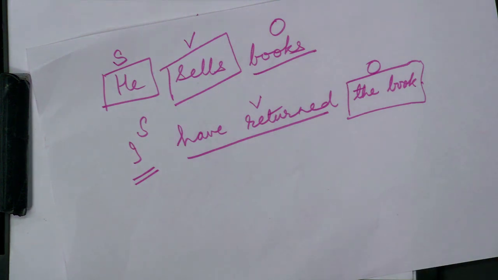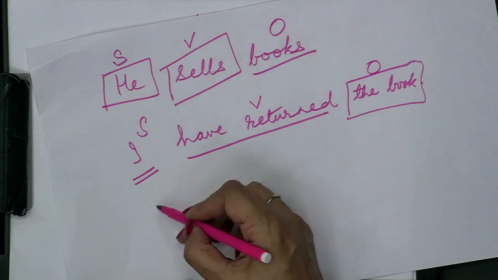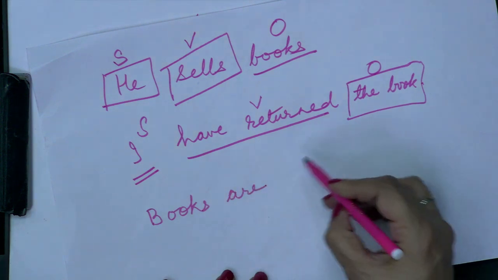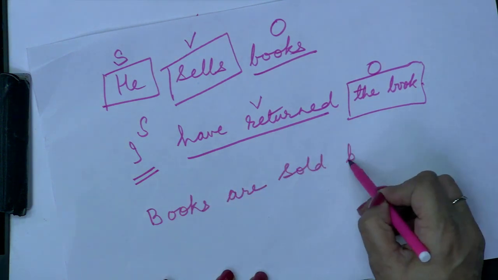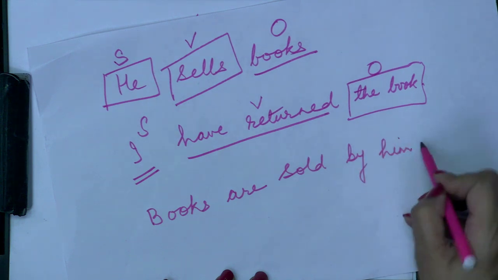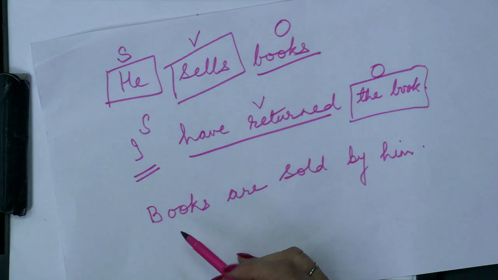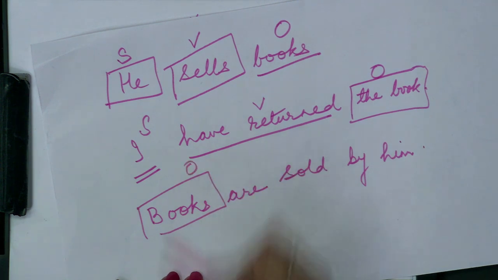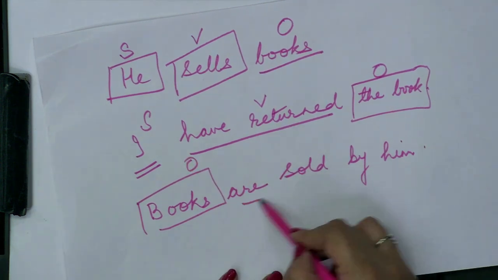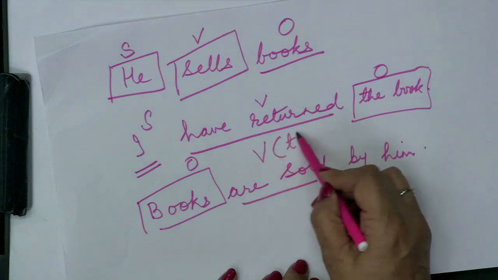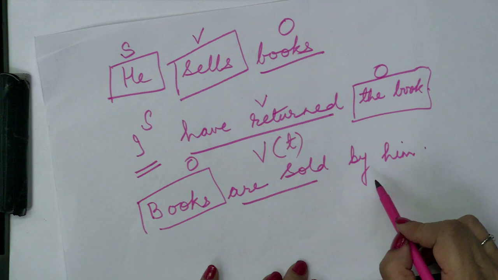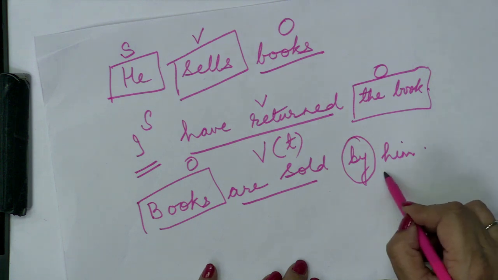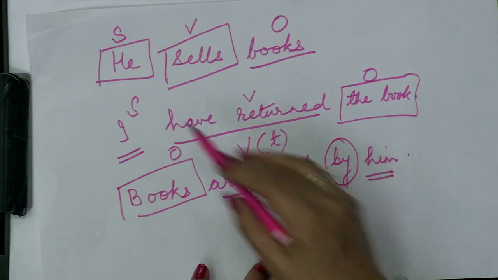Now, let us see these sentences carefully. Books are sold by him. Now, what are sold? Books. First, we were answering who was the doer. Now, books are sold. What are sold? Books are sold. So, books is the object. And what is done with the books? They are sold. This is the verb, and it also tells us about the tense. And it is preceded by the preposition by. You will write the preposition by when it is passive voice. By him. He changes into him.